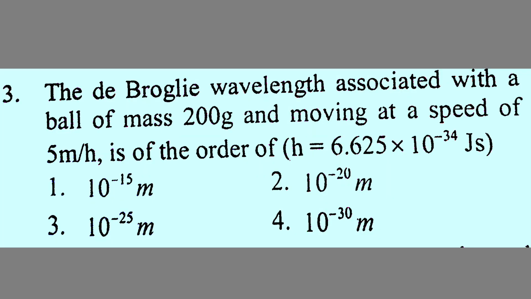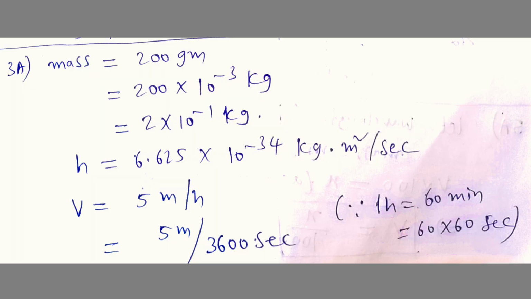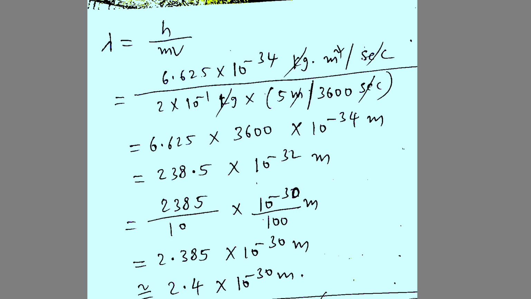Now the next problem is, the De-Broglie wavelength associated with a ball of mass 200 grams and moving at a speed of 5 meters per hour is of the order of, h value is given 6.625 into 10 to the power of minus 34 joule second. Now let me do the answer. First let me write the values which are given in the question. Now all these values we have to substitute in this formula, then we get answer.